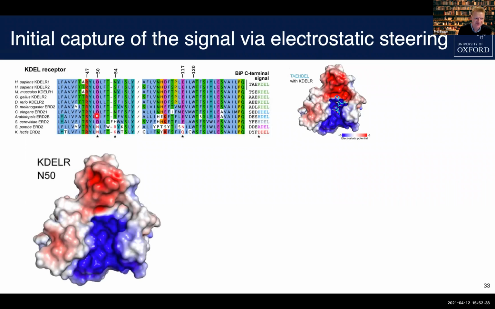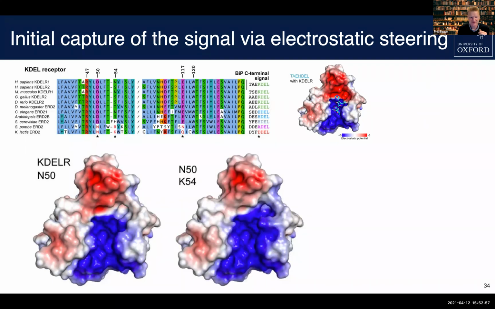This would normally be aspartic acid at position 50. We change that to its equivalent in yeast, which is an asparagine. Then you can see we're starting to knock out a little bit of the positive charge here in the electrostatic potential. And again, if you knock out 54, you can see we've modified the potential even further.